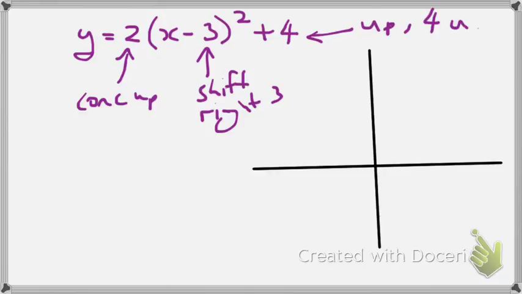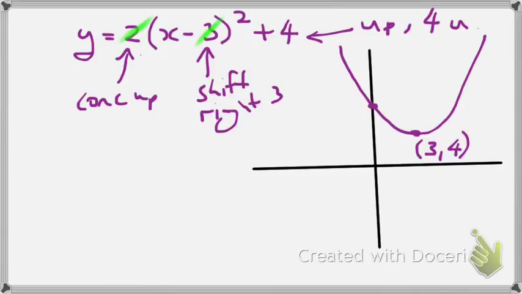So something like this, where the vertex can be read off immediately as 3, 4. Okay. Again, use x equals 0 and find the y-intercept. So that's 2 lots of 9 plus 4, so 2 lots of 9 is 18, so that's 22.